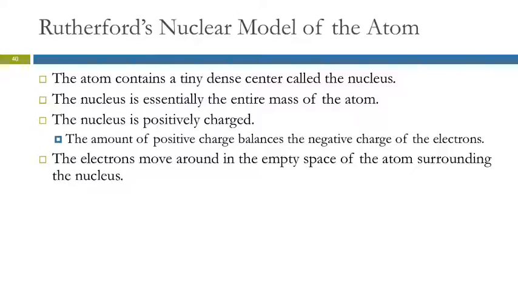So let's revisit Rutherford's nuclear model of the atom. The atom has a tiny dense center called the nucleus. In that nucleus is essentially all the mass of the atom. The nucleus is positively charged. The amount of positive charge balances the negative charge in the electrons, and the electrons are doing something in that empty space, which constitutes most of the volume of the atom.